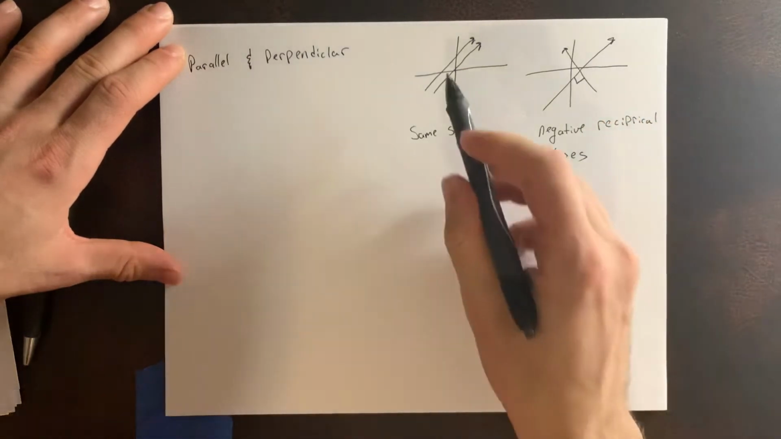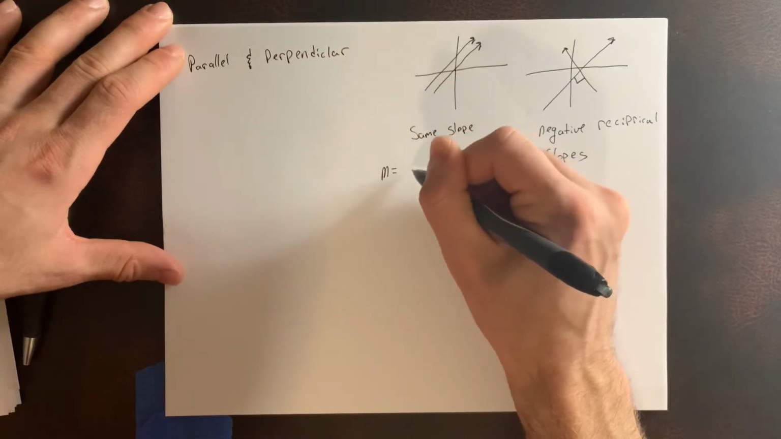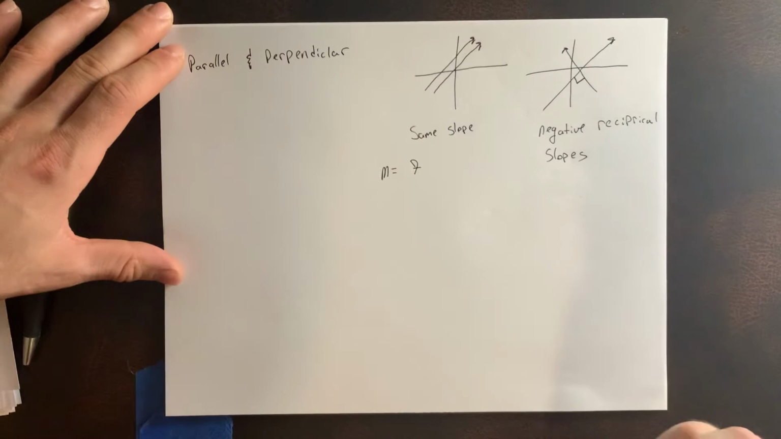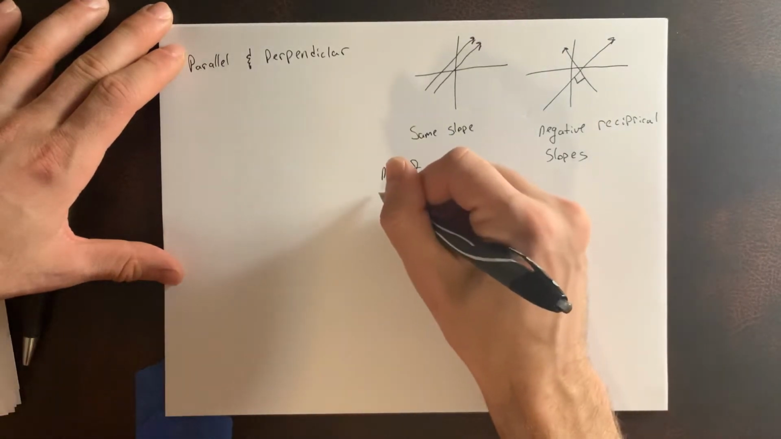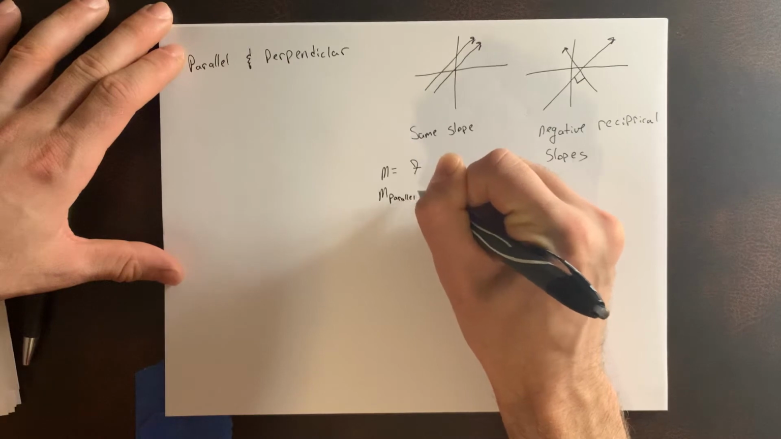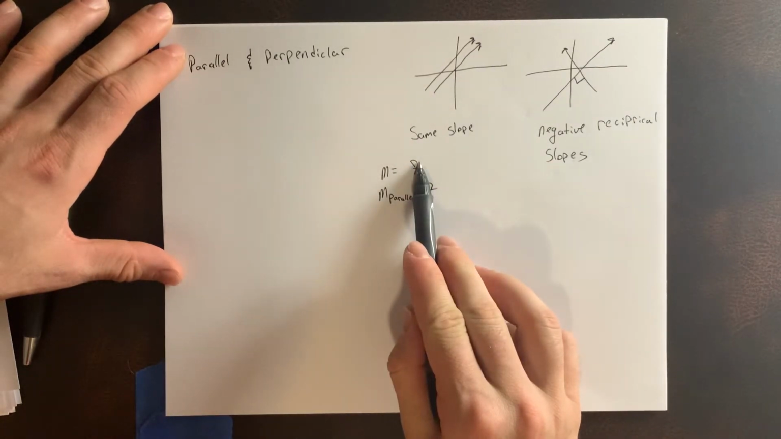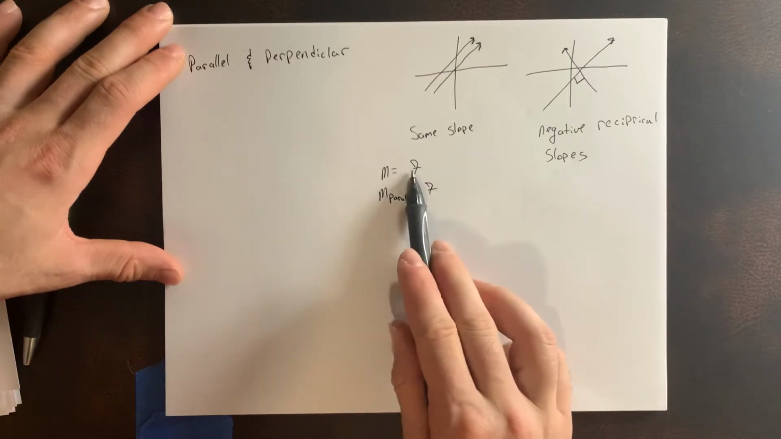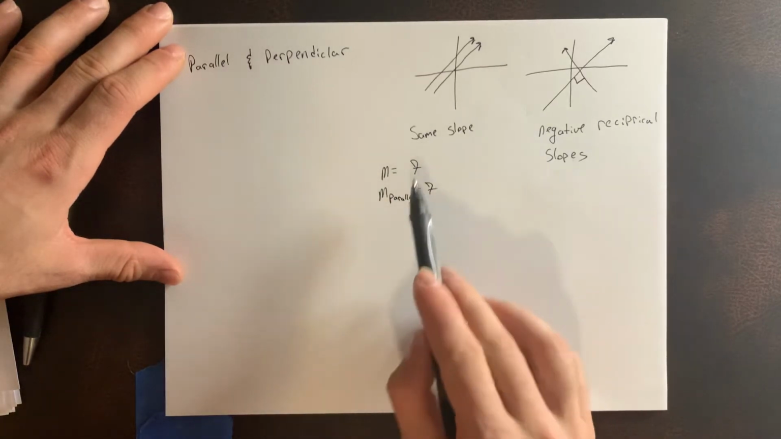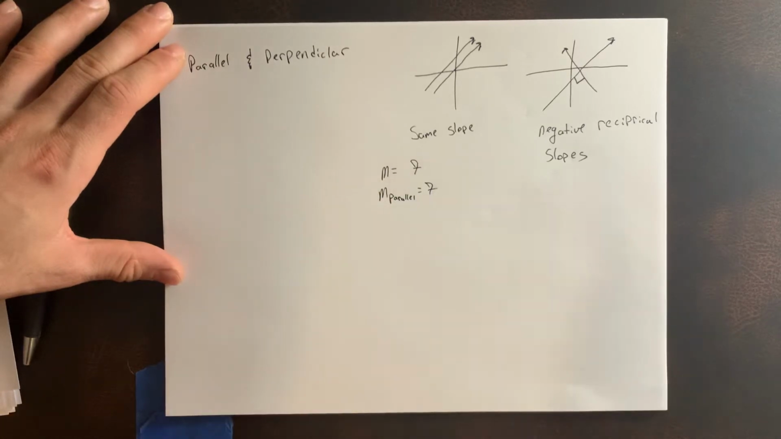So for example, suppose we have a slope of 7. The parallel slope is also going to be 7. So if you have a slope of 7 and you want to find the slope of a line parallel to this, parallel means same slope. So if our slope is 7, the parallel slope is also going to be 7.